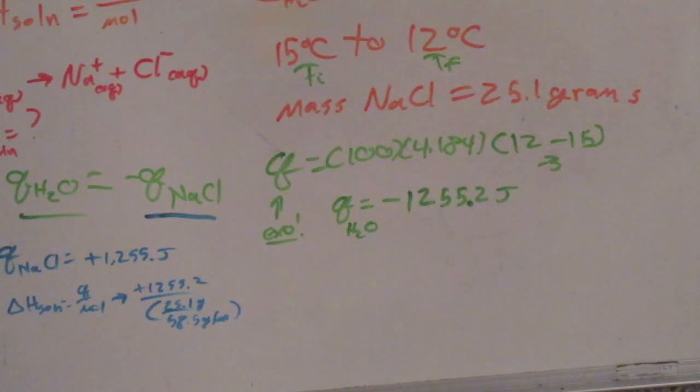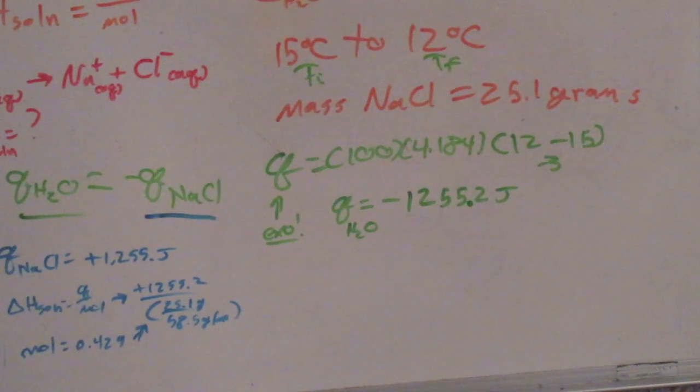I know I'm writing really small because I ran out of space, but I will get you that. Times 1 negative. Divided by, and this is where my phone's going to be a little bad. So I'm going to try this. And then we'll do 25.1 divided by 58.5, so the moles equals 0.429.